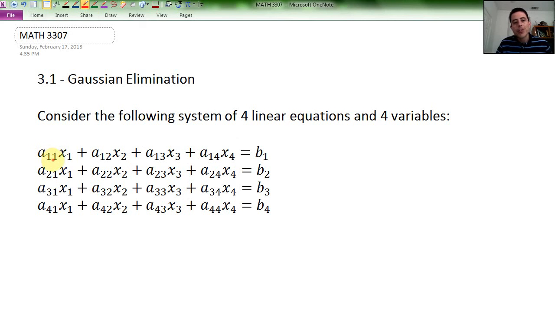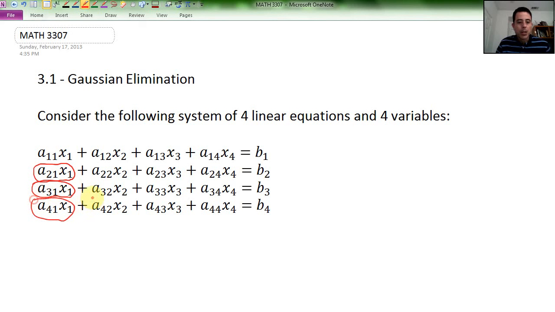Same thing with the coefficients of those variables, right? So we say a11, that's the coefficient of the first equation and first variable. So we can always write a system of linear equations in this form. Okay, the idea of Gaussian elimination is to eliminate these terms here.